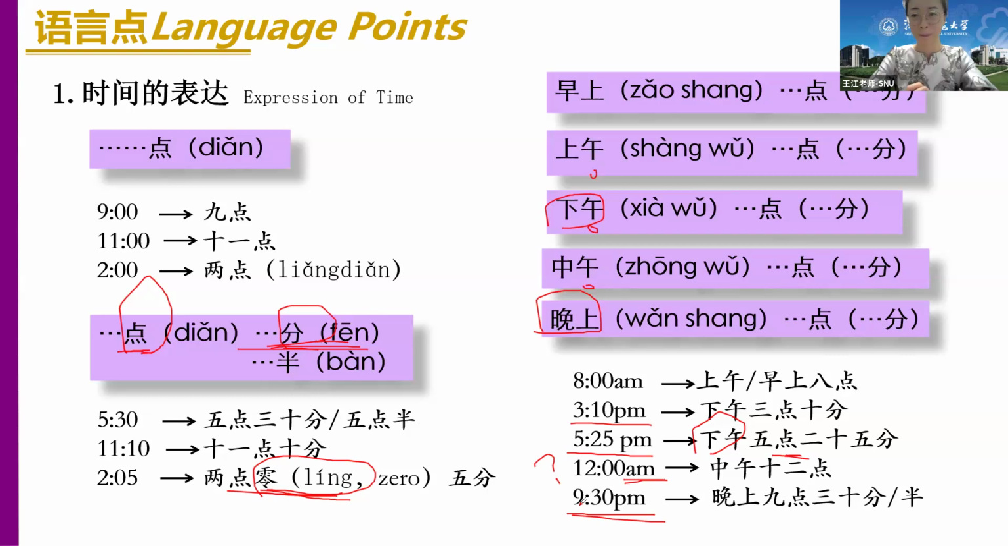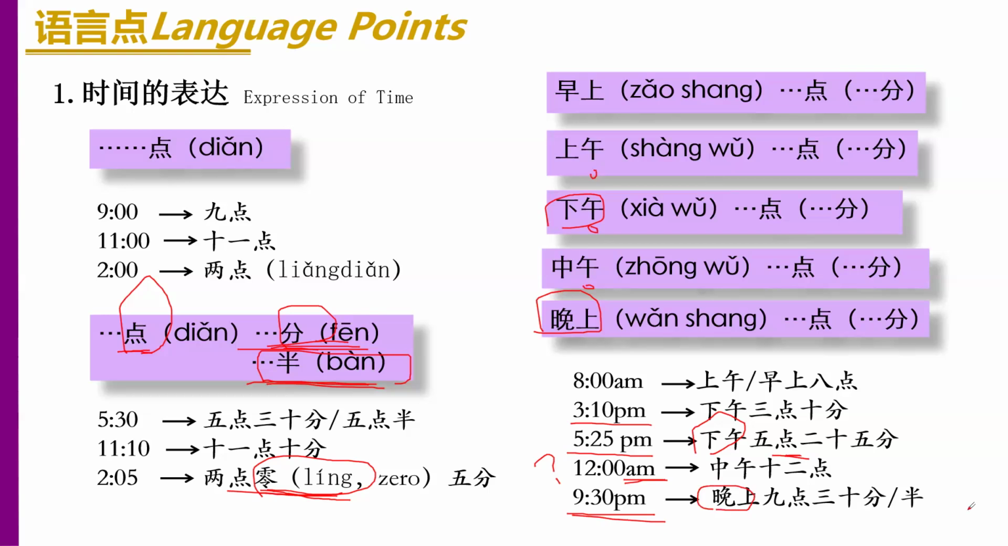半 means half. OK, 半, please read after me. 半, bun. 半, half. 9点半, half past 9. 晚上9点半, night 9:30.